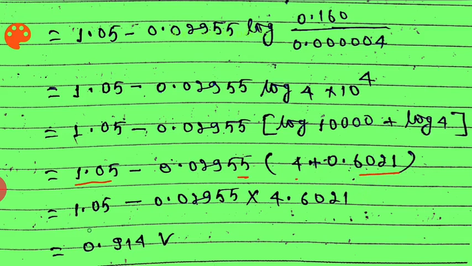It is equal to 1.05 minus 0.02955 into 4.602. It is equal to 0.914 volt. So how much volt is produced here? 0.914 volt. So the question is very easy.